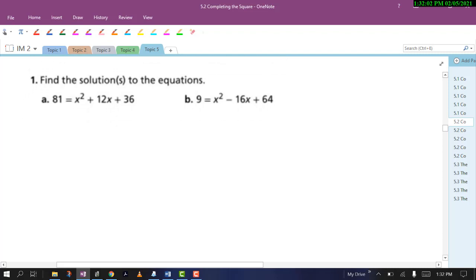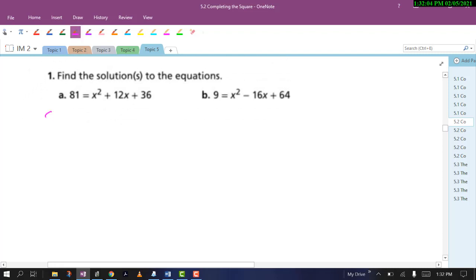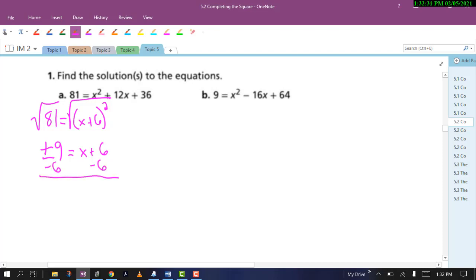So find the solutions to the equations. So 81 equals, now I know I can factor, x squared plus 12x plus 36. It turns out to be (x plus 6) times (x plus 6), or (x plus 6) squared. Now with the squared, we get rid of it by square rooting. So the square root of 81 is plus or minus 9 equals x plus 6. And of course our last step to solve is we subtract 6. So we have negative 6 plus or minus 9 equals x.